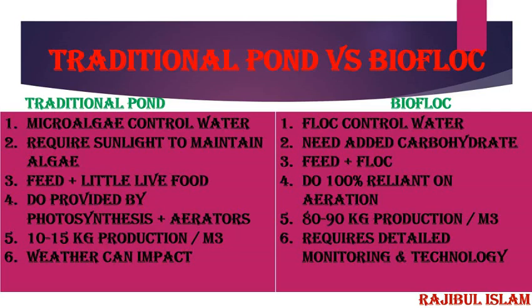Then the production per cubic meter. In traditional pond we can produce 10 to 15 kg in 1000 liter, I mean the 1 cubic meter of water. But in biofloc system we can produce 80 to 90 kg per cubic meter of water.